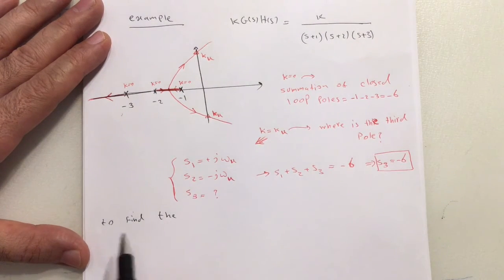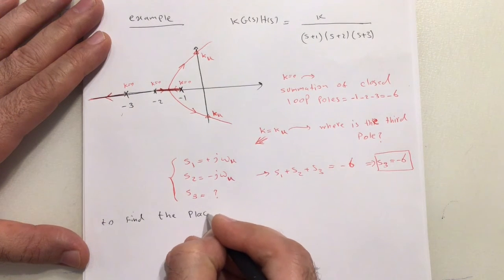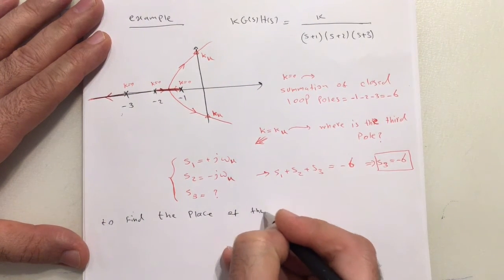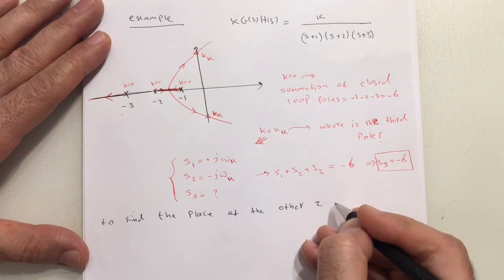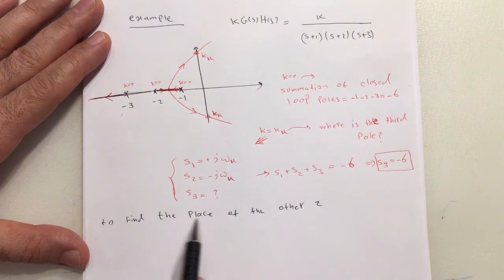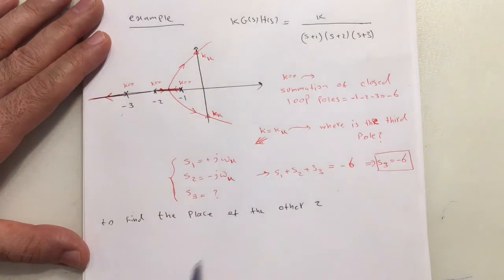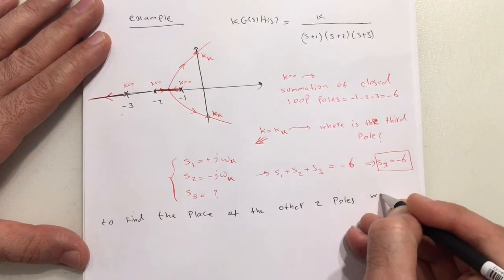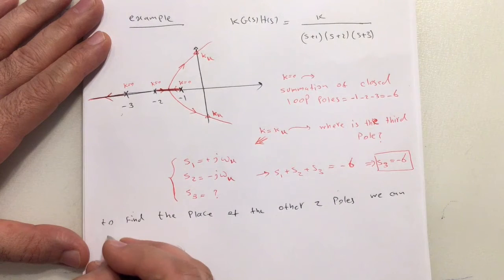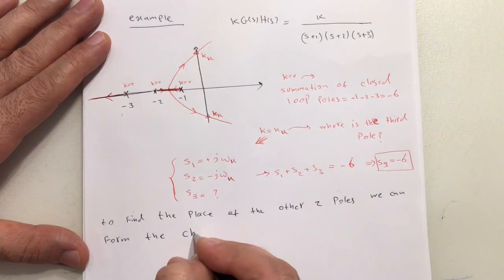Anyway, to find the place of the other two poles, I mean the two poles that are crossing the j omega axis, we can form the characteristic equation.